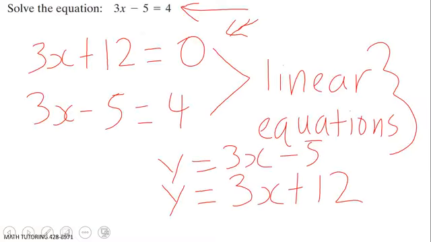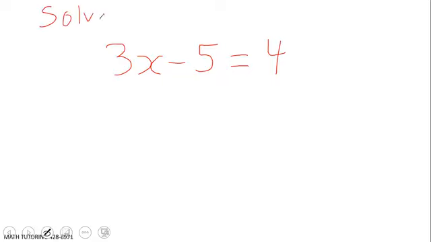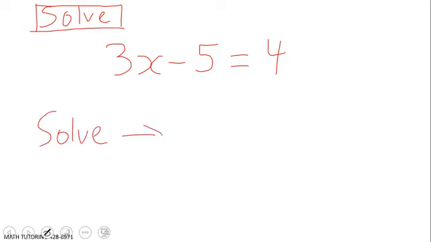So we have the equation 3x minus 5 equals 4. And our objective is, we are told to do what? Solve this equation, all right? Now when we say solve this equation, what do we mean? Well, what we mean when we say solve this equation is that we mean isolate the variable x. Isolate the variable x.